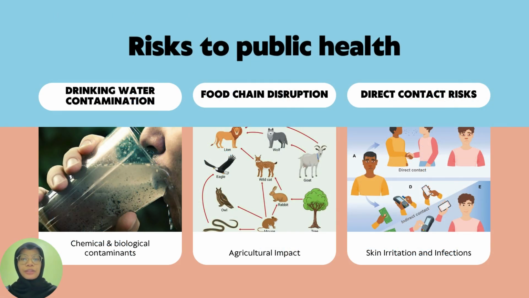So next we proceed with the public health. The first one is drinking water contamination caused by chemical and also biological contaminants such as arsenic, lead, and nitrate. Next is food chain disruption, which is agricultural input. Contaminated groundwater used for irrigation can lead to the accumulation of harmful substances in crops, affecting food safety. And last but not least, direct contact risk, which is skin irritation and infections.